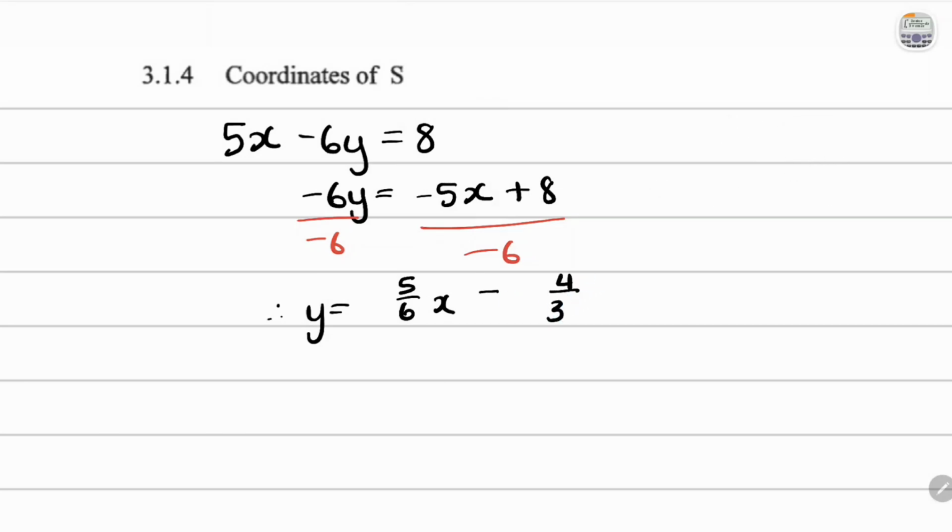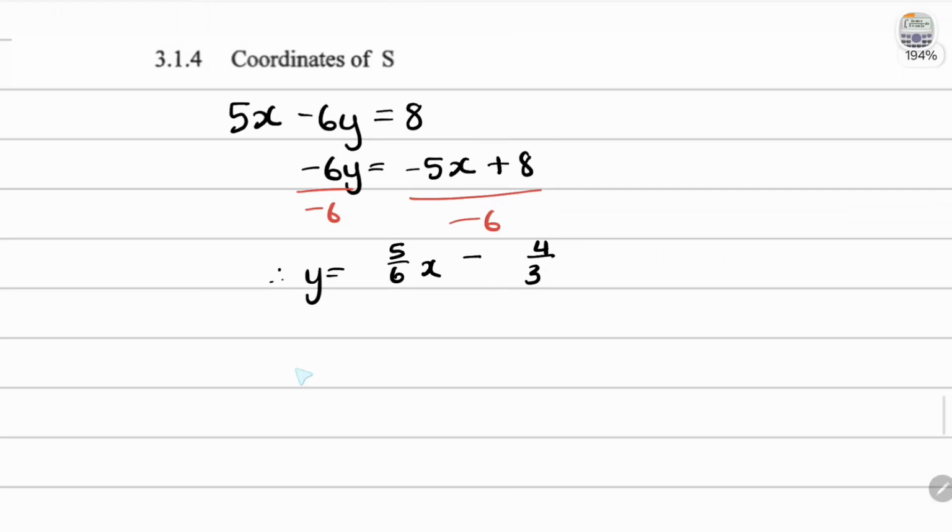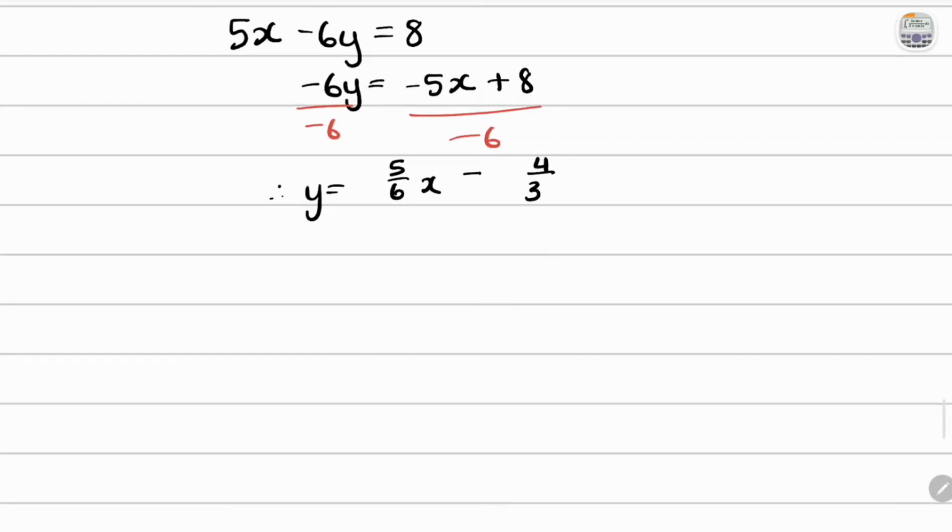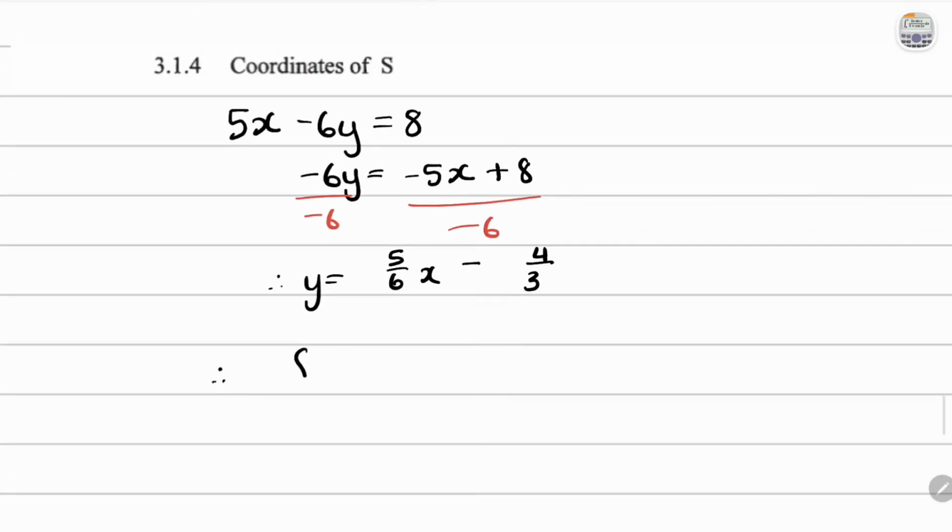And there we go. So that means your y-intercept, because it's in the form of y is equal to mx plus c, and c is your y-intercept, your y-intercept is negative 4 over 3. So that is S. So the coordinates of S is, the x value is going to be 0, and the y value is negative 4 over 3.